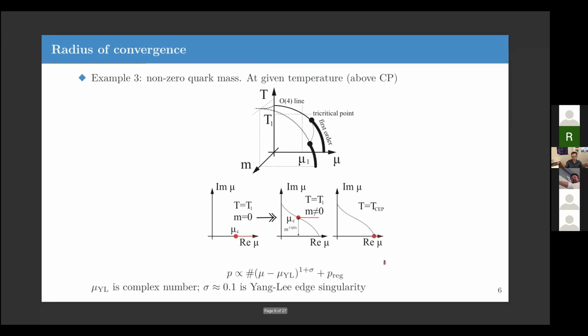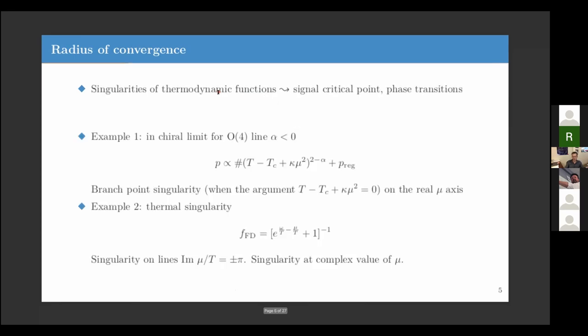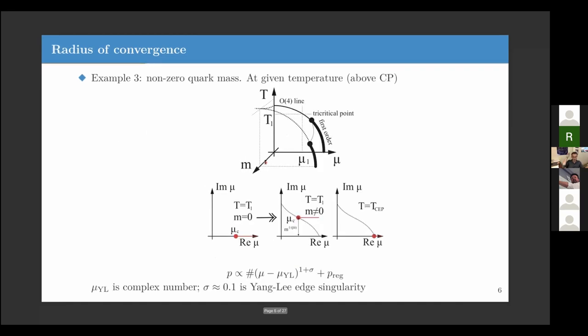Okay, and there is a non-trivial example which is interesting for me. If I consider a non-zero quark mass, so I'm extending this chiral limit discussion to a non-zero quark mass, in this case, we have a crossover. But what happens with the singularity which was previously on the real axis of the chemical potential? It doesn't disappear. It goes into the complex plane, and now it will sit somewhere in the complex plane for non-zero quark mass. And this is the complex plane of the chemical potential at a given temperature above a possible critical endpoint. Okay, and so what happens with this singularity if we lower the temperature?